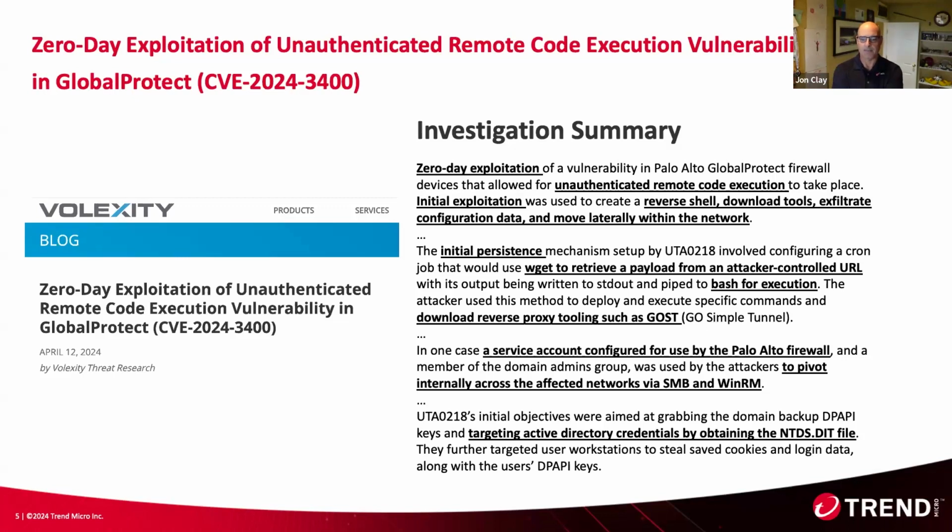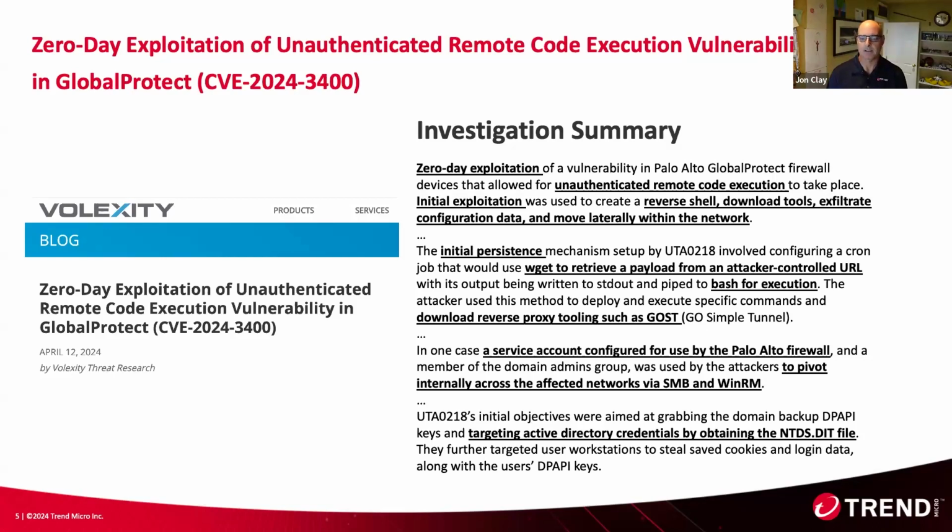The initial persistence setup involved configuring a cron job. So this was a cron job, basically allowed it to run regularly, constantly at a specified time. And it was able to retrieve a payload from an attacker-controlled URL. So what was happening, they had established a command and control presence, which allowed that internal system to be able to access an external URL, which hosted other tools that the adversary wanted to use in their attack against their victims.